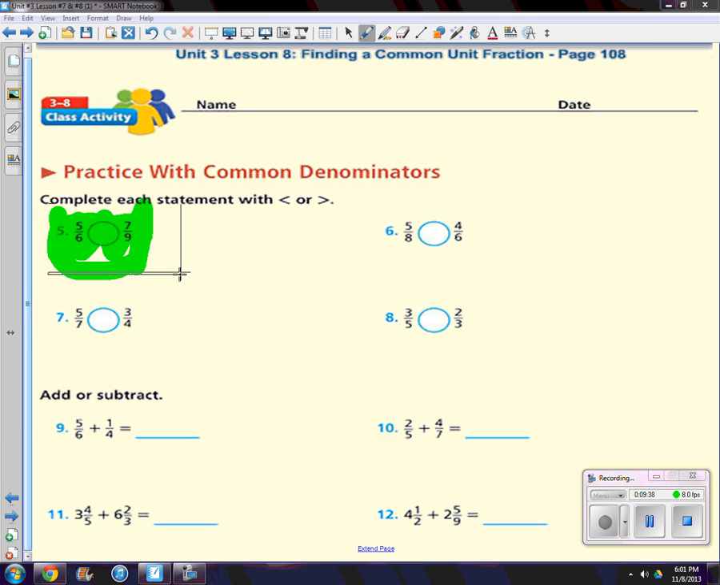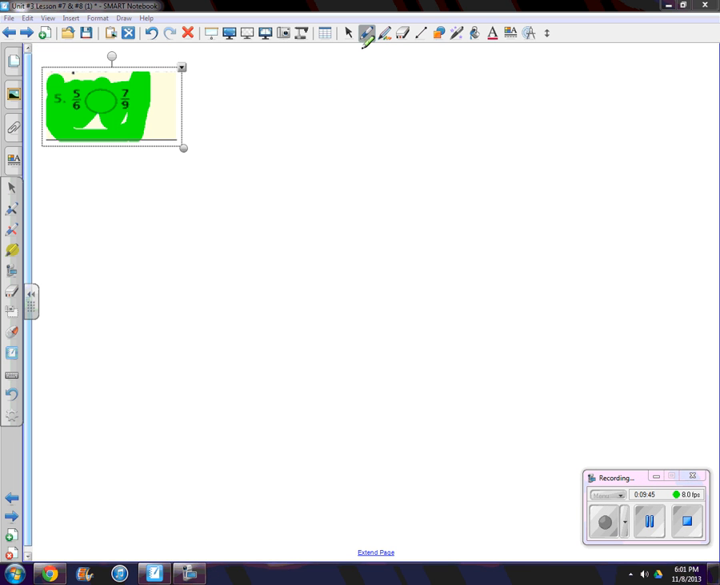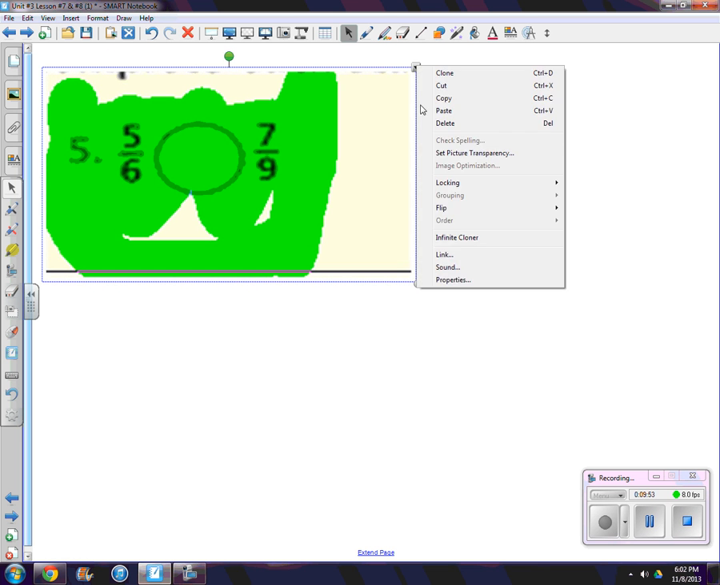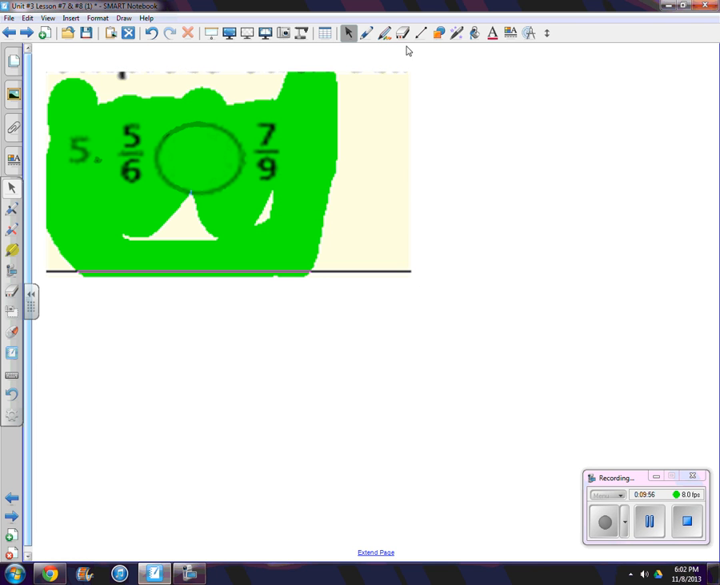Complete each statement with greater than or less than. So here we have 5/6 greater than or less than 7/9. For this problem, if the denominators are not alike, then cross multiplication. 9 times 5 is 45. 6 times 7 is 42. So 45 is greater than 42, so 5/6 is greater than 7/9.